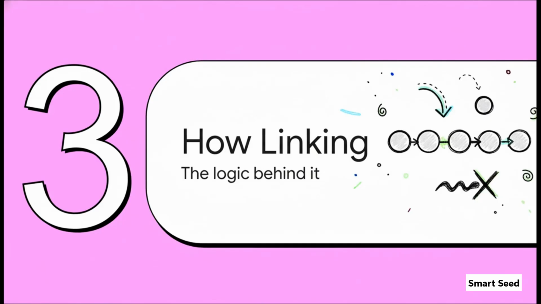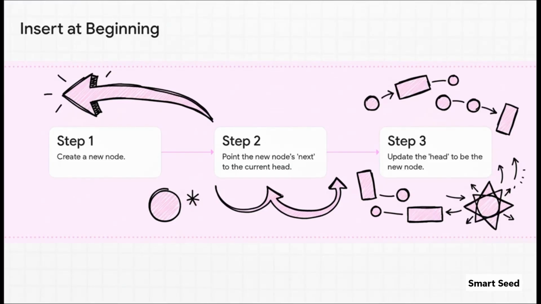Okay, so we get the what. But how does it actually do that magic trick? How does it handle those insertions and deletions that are such a headache for arrays? Let's get into the nitty-gritty. Check out how simple this is.